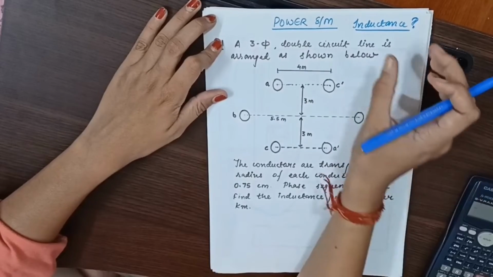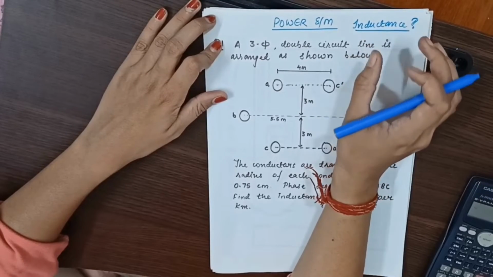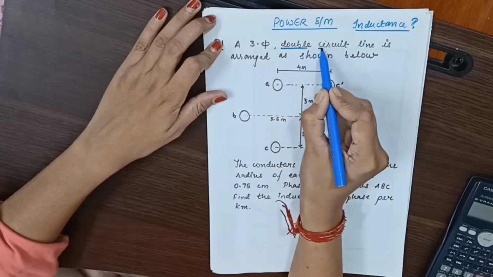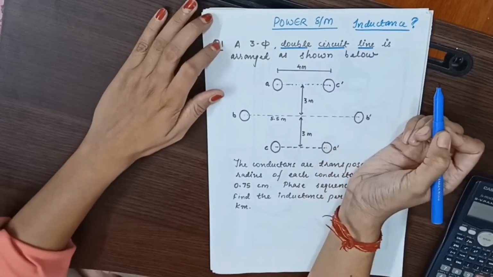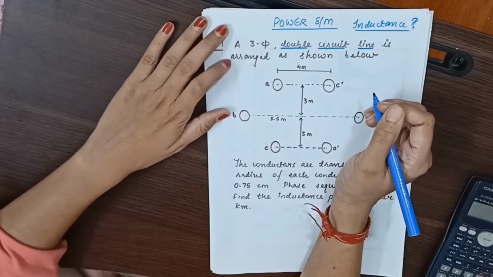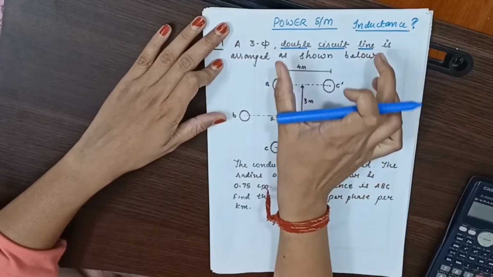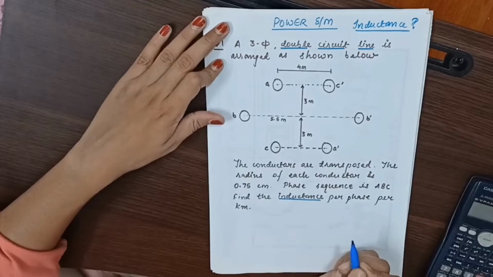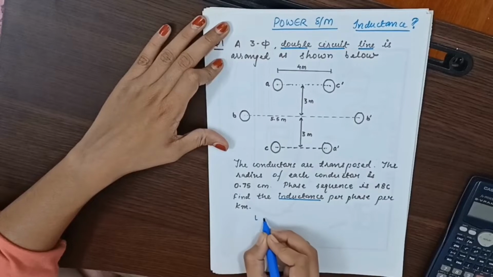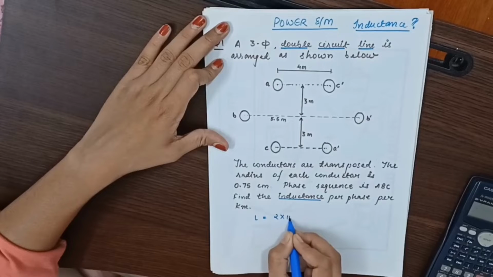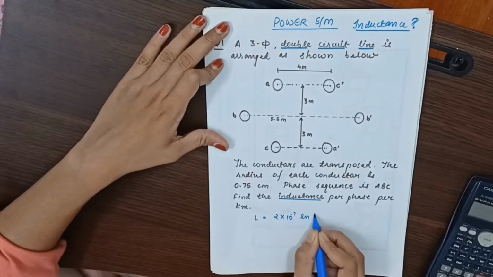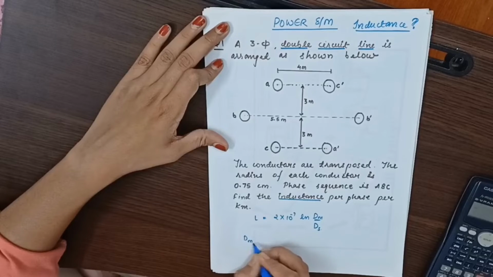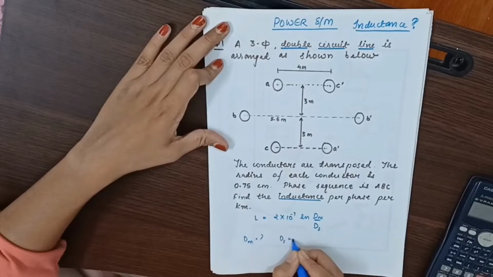Now here the question says three phase and double circuit line. In the blink of an eye, just see the end of the question whether to find inductance or capacitance. So here a double circuit line is there, and we have to find its inductance. First of all, let's write the formula for inductance of double circuit line, which is 2 into 10 to the power minus 7 ln Dm by Ds, where we need to find Dm and Ds.